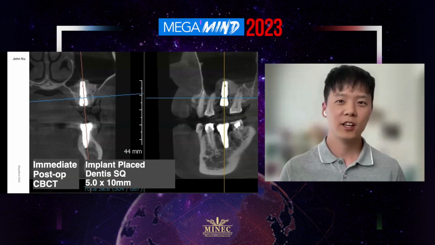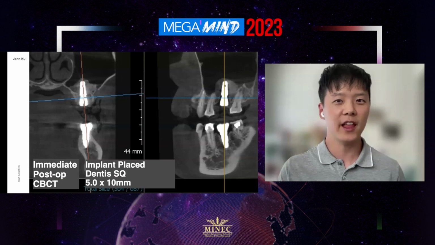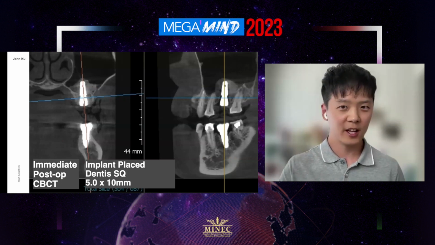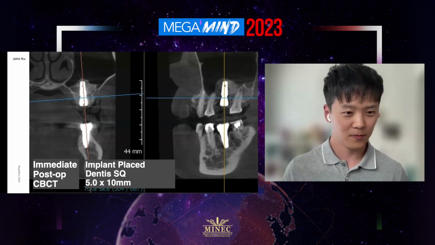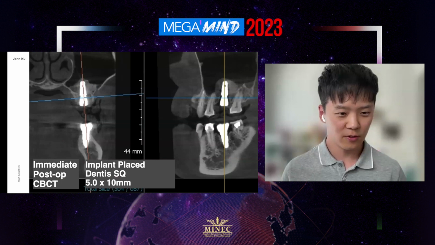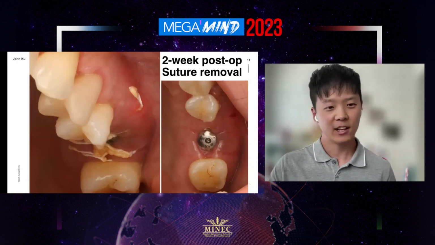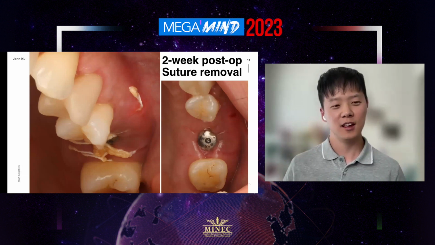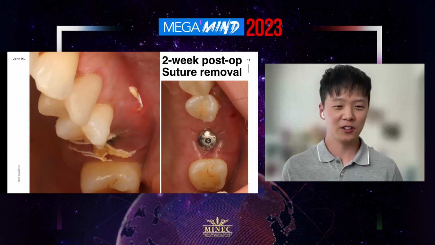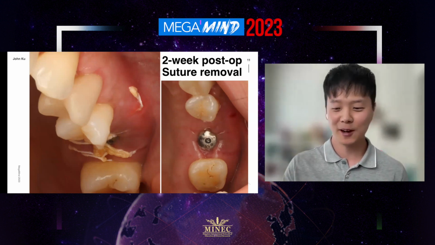Here's a screenshot of the immediate post-op CBCT. You can clearly see a nice dome shape of the graft material in the sinus without any perforation of the sinus membrane. And here I placed a Dentist SQ 5.0 by 10 millimeter implant. At 2 weeks follow-up, we can see the soft tissue healing looks phenomenal. And at this point, I'm happy with the results, for I did not know what was coming.